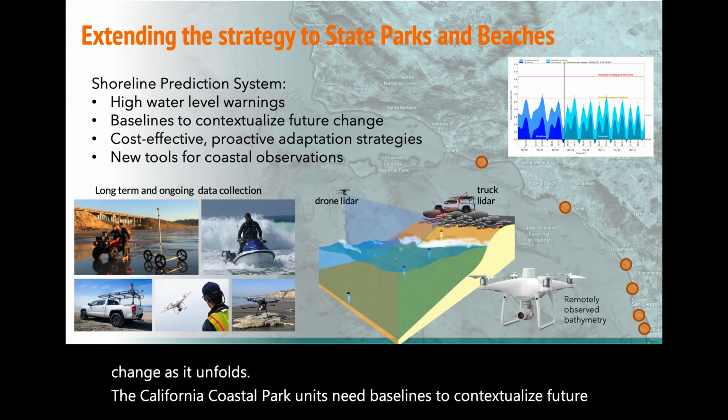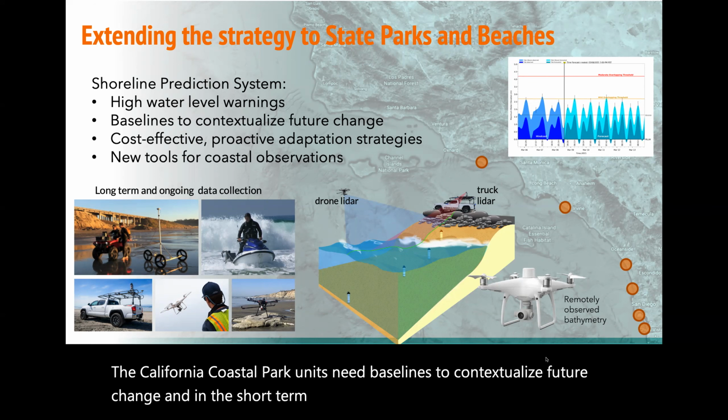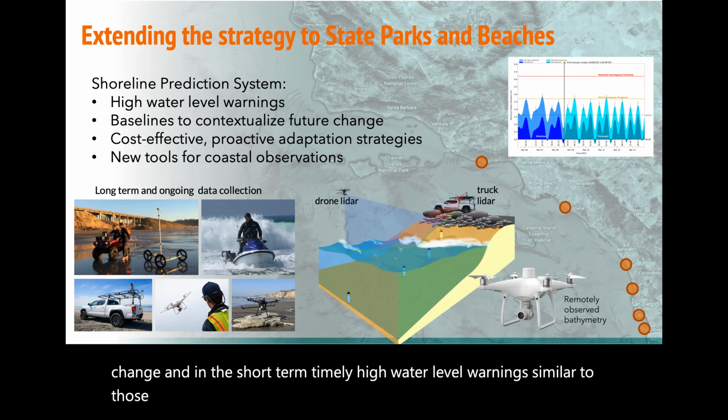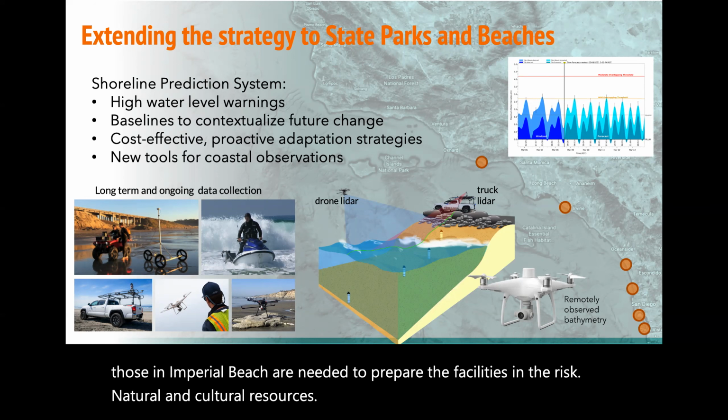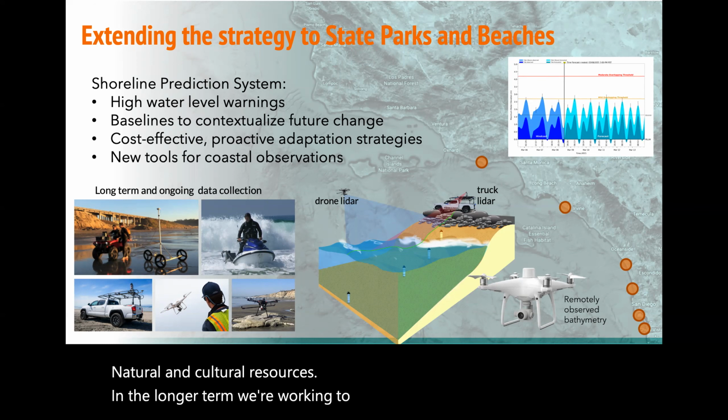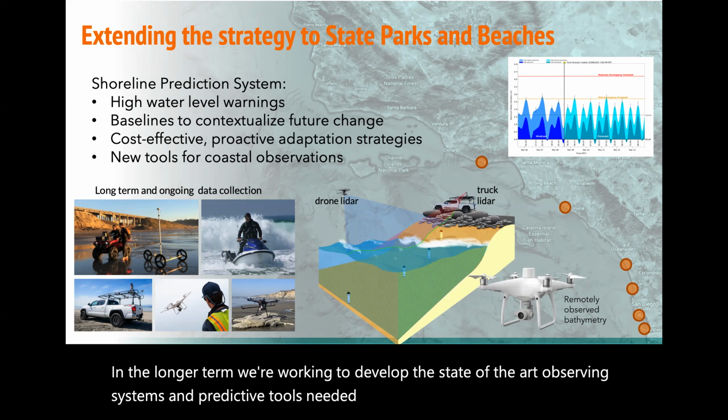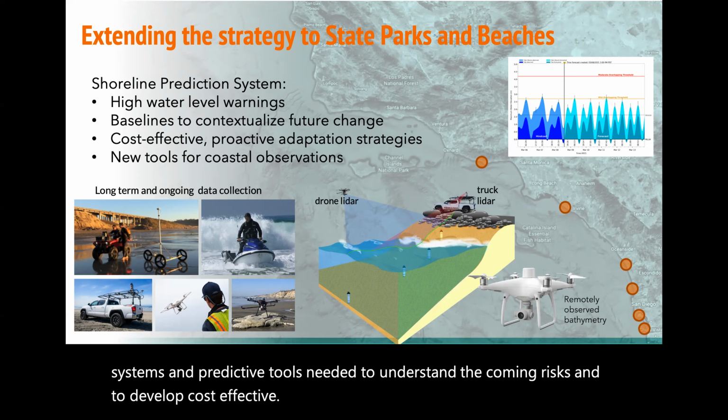And in the short term, timely high water level warnings, similar to those at Imperial Beach, are needed to prepare the facilities and the at-risk natural and cultural resources. In the longer term, we're working to develop the state-of-the-art observing systems and predictive tools needed to understand the coming risks and to develop cost-effective, proactive adaptation strategies.